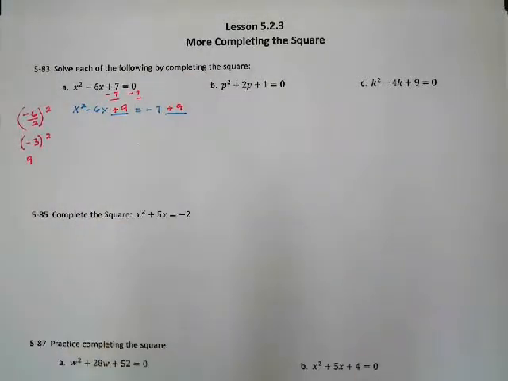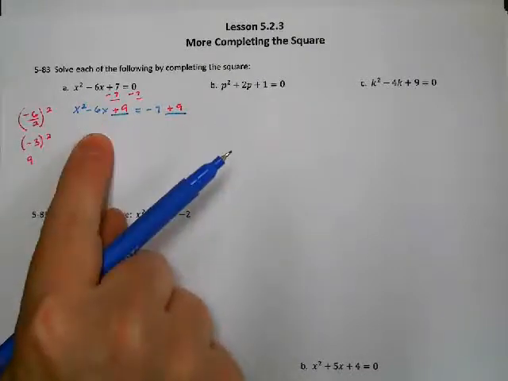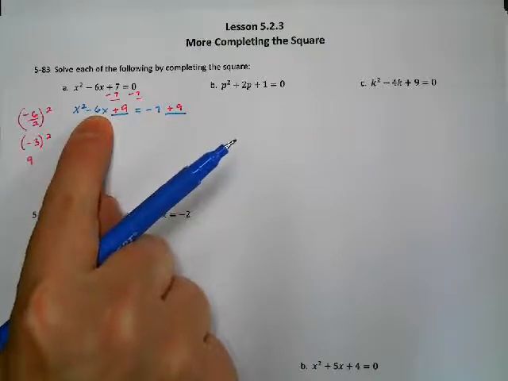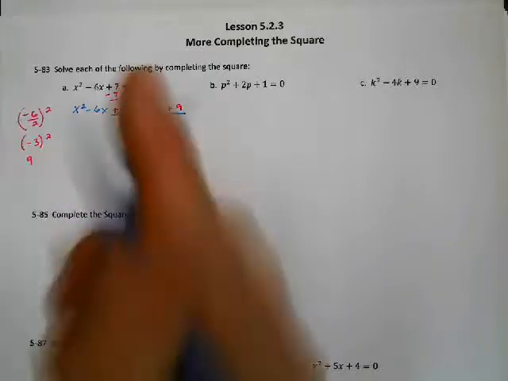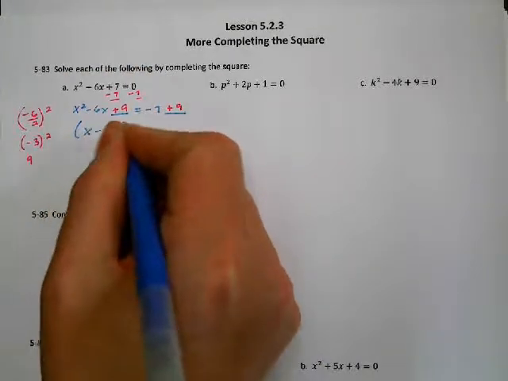Now that I've added that number to both sides, my next step is to clean it up a little bit. We just created a perfect square, right? So what multiplies to give us 9 but adds to give us negative 6? It's negative 3 and negative 3. That's this number right here that we squared. So this would be x minus 3 squared.